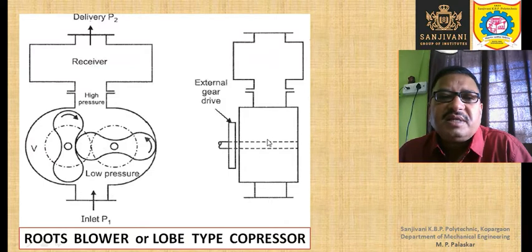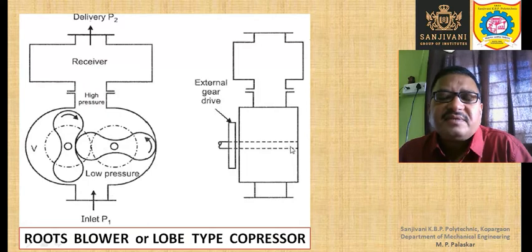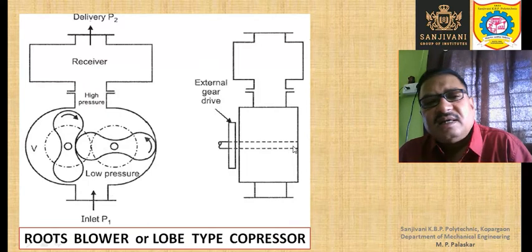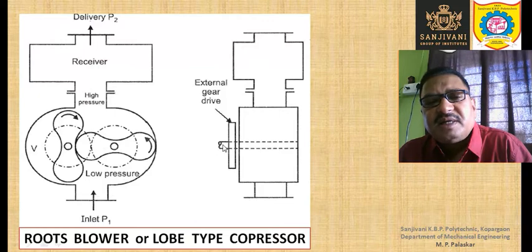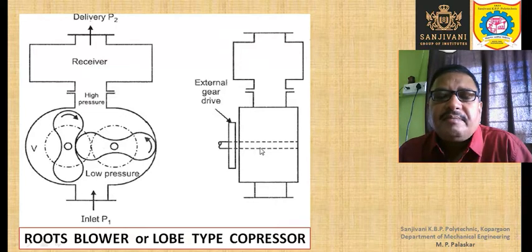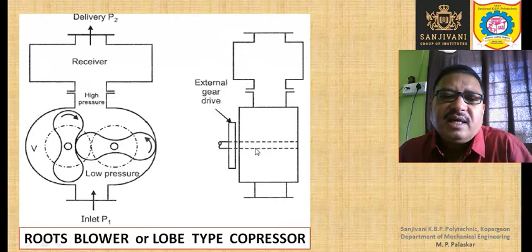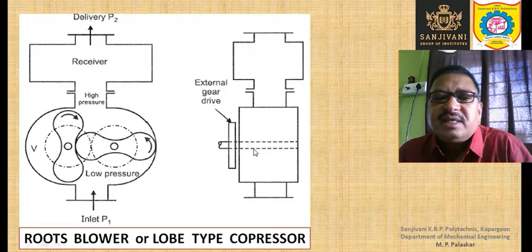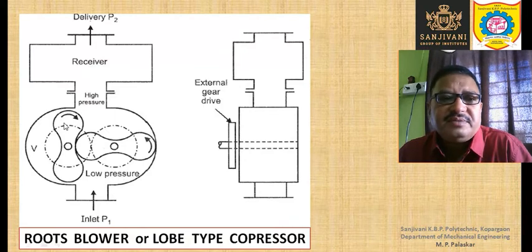So this is nothing but the side view, and here this is the shaft of the driving rotor, and the shaft of the driving rotor is coupled to some prime mover. So first of all, the driving rotor is driven by the prime mover, and then the driving rotor drives the driven rotor through gear drive, right? So all this is shown in this particular figure.